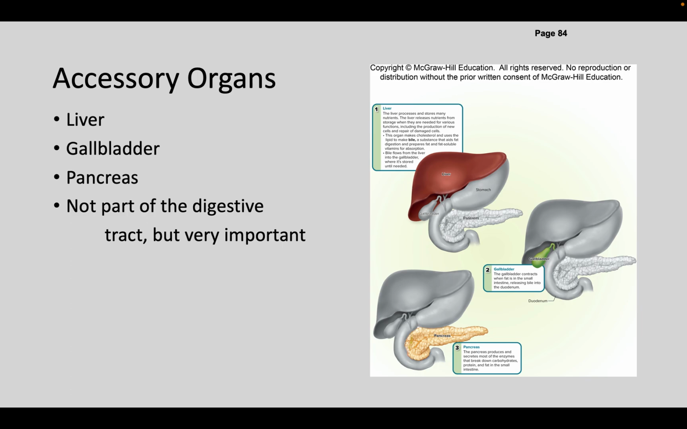But the liver, gallbladder, and pancreas also have very important roles in digestion, even though they are located outside of the GI tract. The liver produces bile that helps with fat digestion. Bile is stored in the gallbladder before being released in the small intestine. The pancreas manufactures and secretes most of the enzymes that help with the digestion of all 3 macronutrients: fat, carbohydrate, and protein.